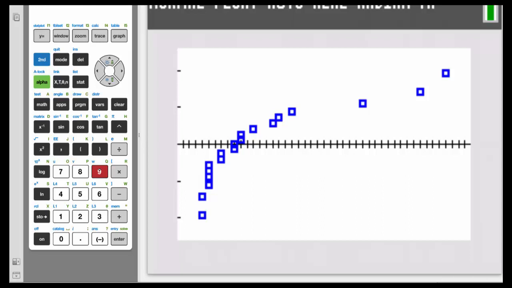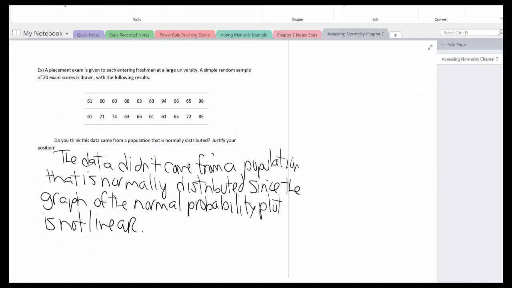Now, this time around, this looks more like a cubic function rather than a line. In other words, it looks like something of y equal to x cubed. So the normal probability plot is not a line. Let's write up what that means in the context of this problem. The data didn't come from a population that is normally distributed, since the graph of the normal probability plot is not linear.